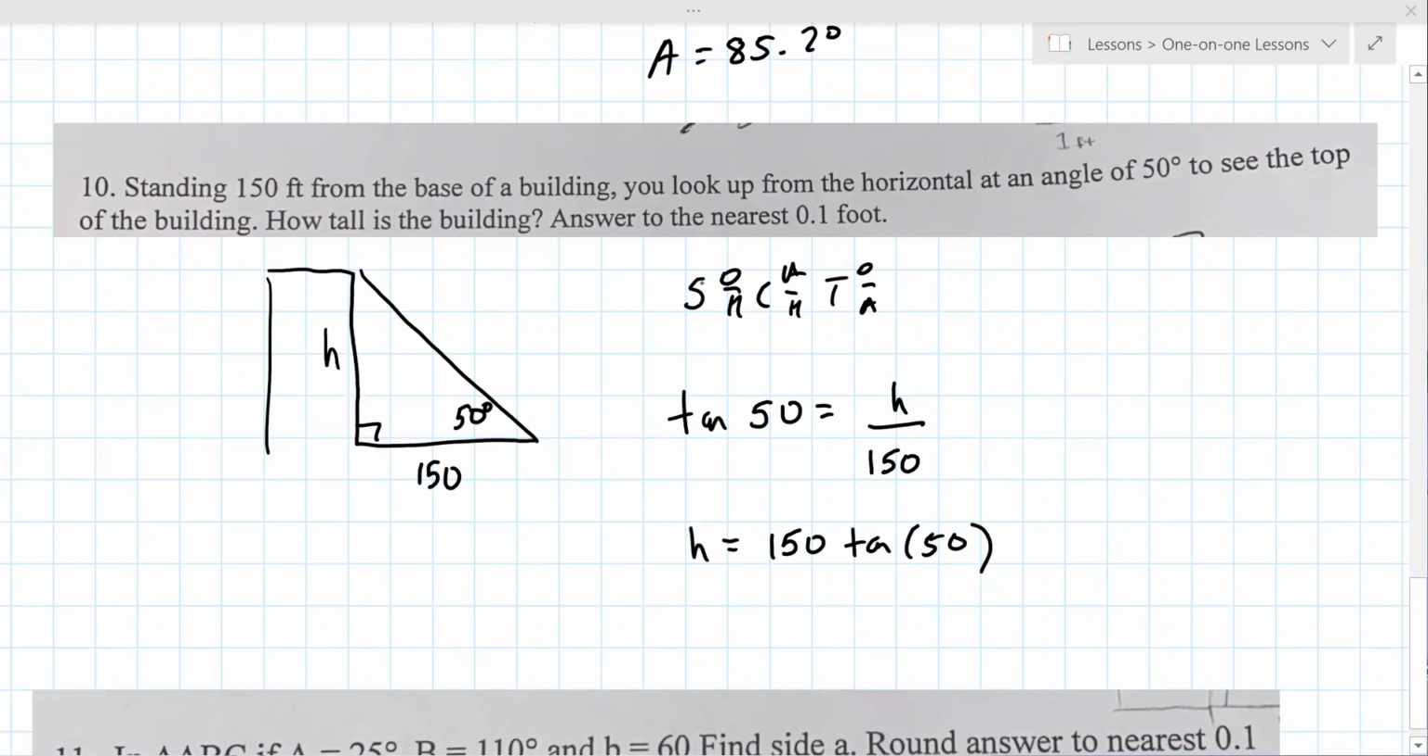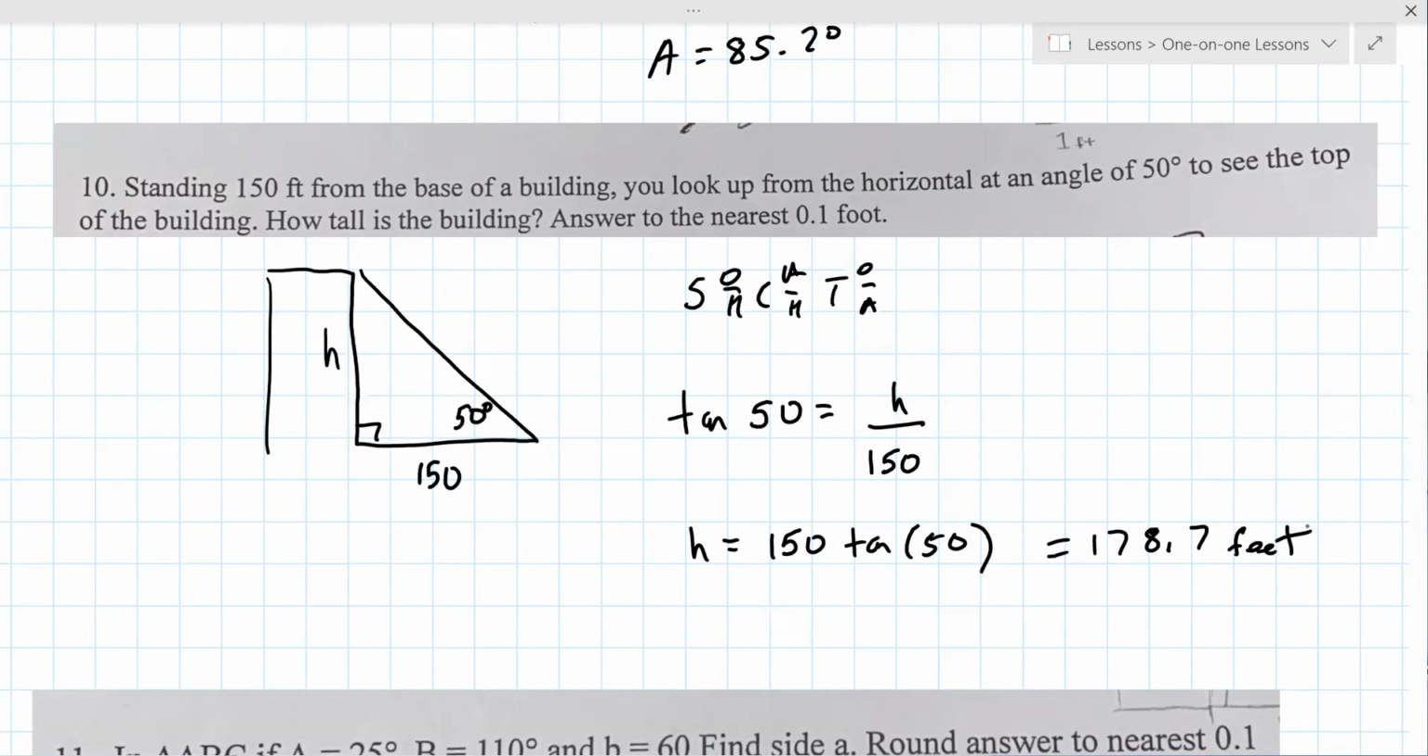Okay, I got 178.7. Yes, 178.7 feet is correct. Okay. All right, now we can do 11.